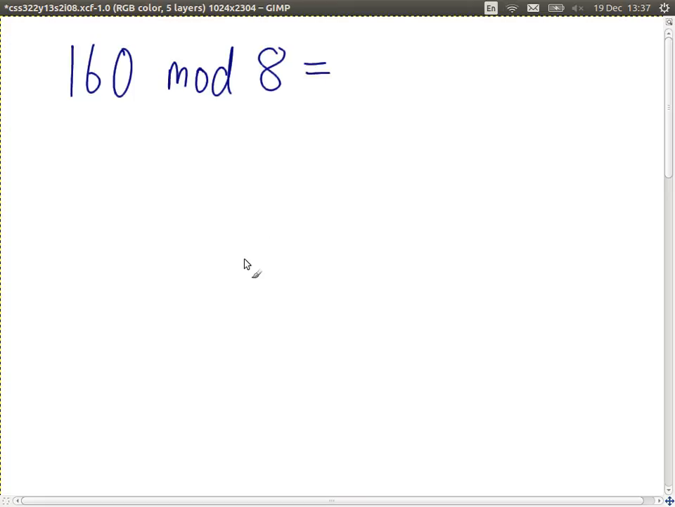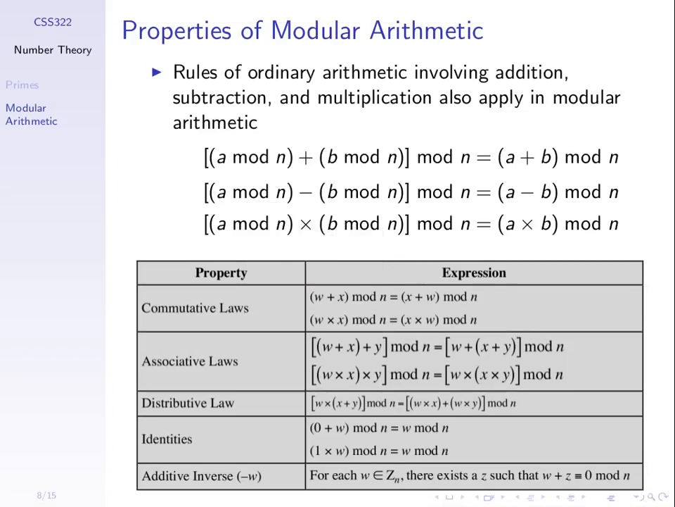What is 160 mod 8? Without a calculator? Well, you can go through and work it out. Let's do it the long way and solve it in the long approach. We can use this property, that A times B mod n is the same as A mod n times B mod n, all mod n. So we have 160 mod 8.